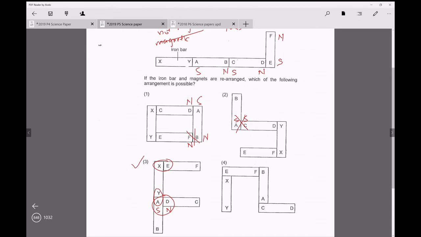Let's just look at number 4 to be sure. A and C is south and south, so it will repel, so wrong also. That's why it's number 3.